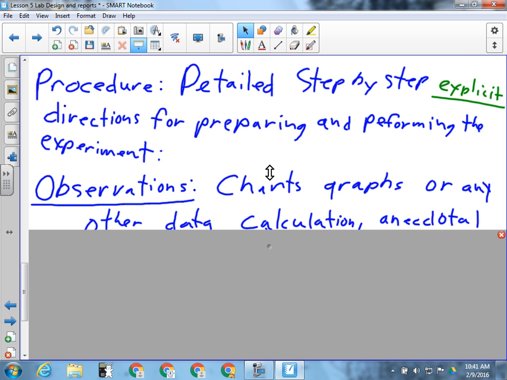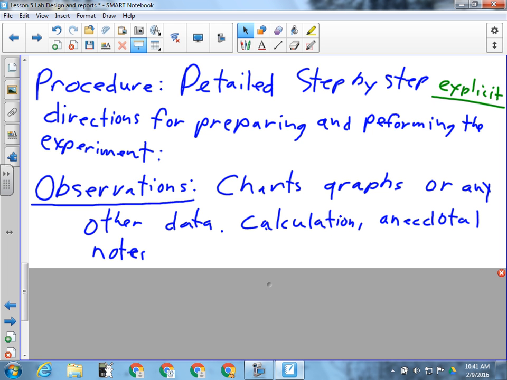Okay? Sometimes we show calculations in there. Sometimes calculations go in the analysis. Okay? Either one at this point is fine. Okay? And anecdotal observations. Okay? What's an anecdote? Anybody remember from English? It's kind of a story, okay? Well, anecdotal observations are ones where you're writing down qualitative stuff that you've observed about the plants, okay? Or in this case, the plants.